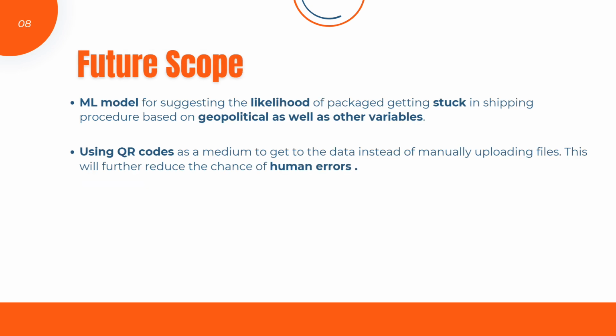For future scope, we have thought of creating ML models for suggesting the likelihood of a package getting stuck in the shipping procedure based on geopolitical as well as other variables such as news and countries' other situations.